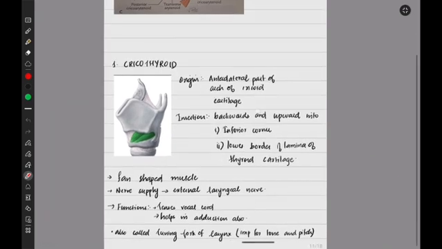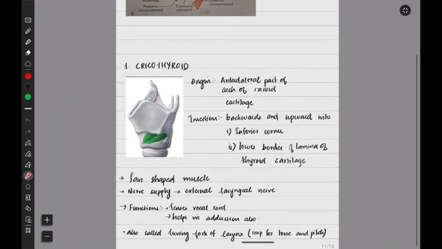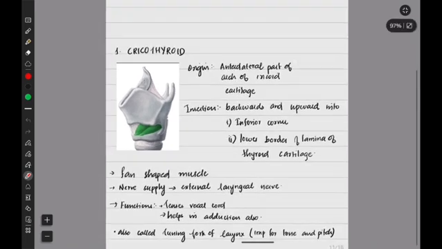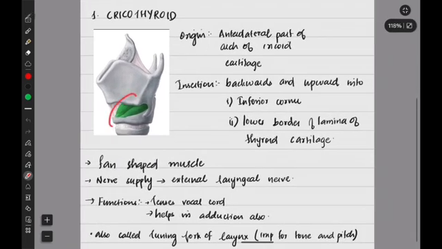കുറച്ച് മസിൽസിൻ്റെ, അതായത് മെയിനായിട്ടുള്ള മസിൽസിൻ്റെ കുറച്ച് ഡിസ്ക്രിപ്ഷനാണ് ഇനിയുള്ളത്. ക്രിക്കോതൈറോയ്ഡ് മസിൽസ്. അപ്പോൾ this is the cricothyroid muscle, originates from the anterolateral part of the arch of the cricoid cartilage.